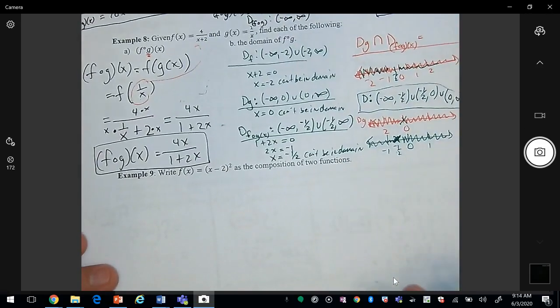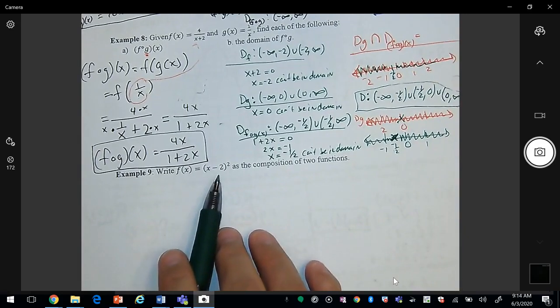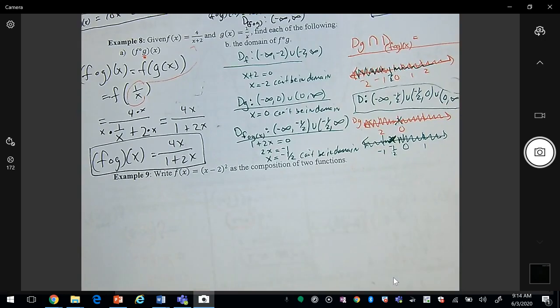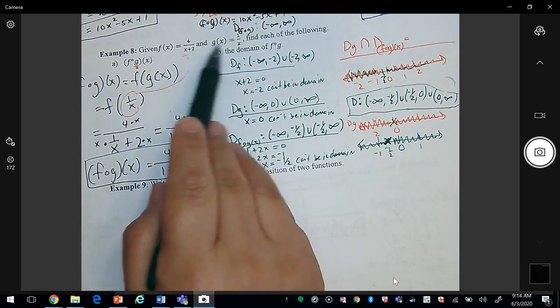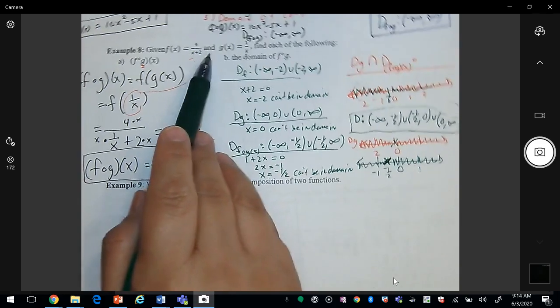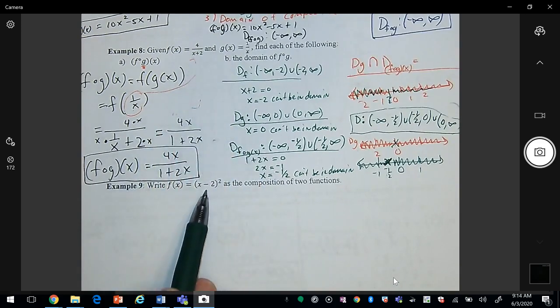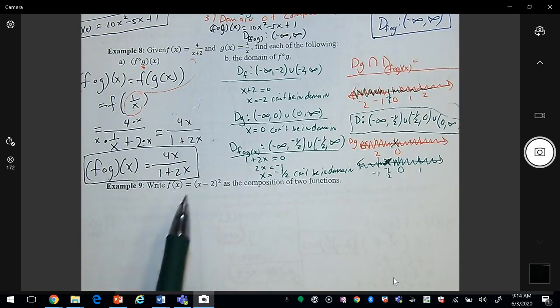So example 9, write f of x equals (x minus 2) squared as a composition of two functions. So now what they want us to do is find two functions, and when we do the composition, it should produce this answer.